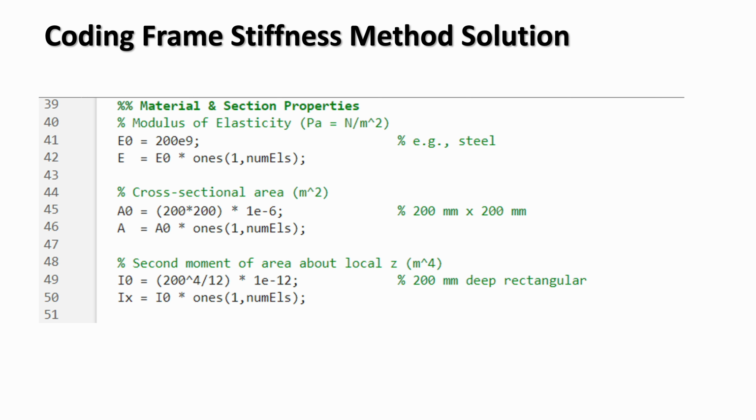Next, we define the material and section properties for all members in the frame. The modulus of elasticity E is set to 200 gigapascals, typical for steel, and assigned uniformly to every element. The cross-sectional area A corresponds to a 200 by 200 millimeter square section converted to square meters. And finally, the second moment of area, I, is calculated for that same rectangular section and applied to each element. The function ones is used here to assign identical properties to all members, but this can easily be changed if required, for example by entering different E, A, or I values directly for each element.